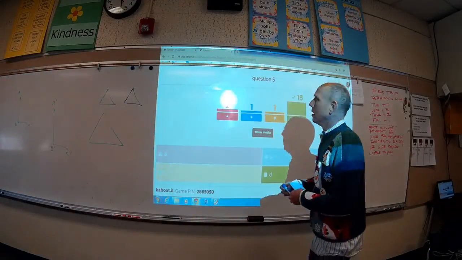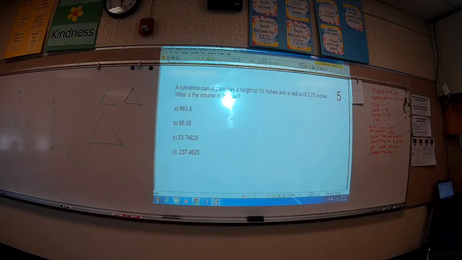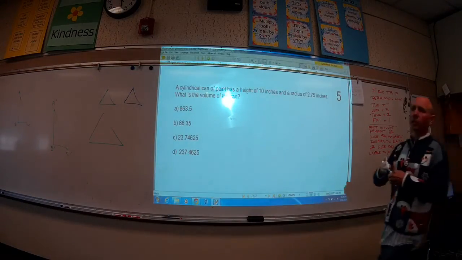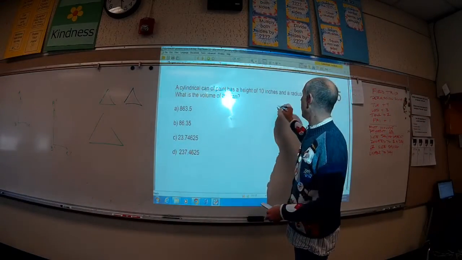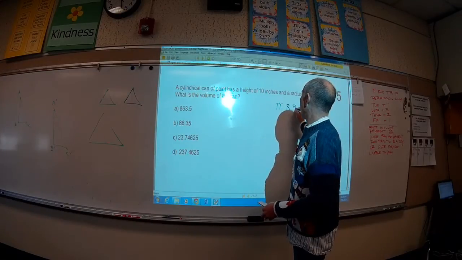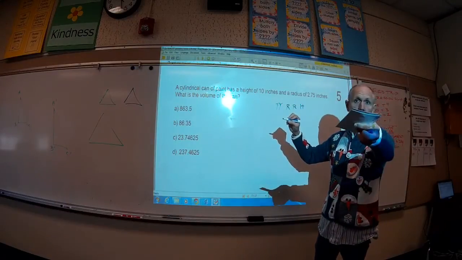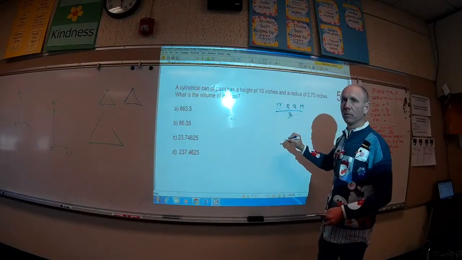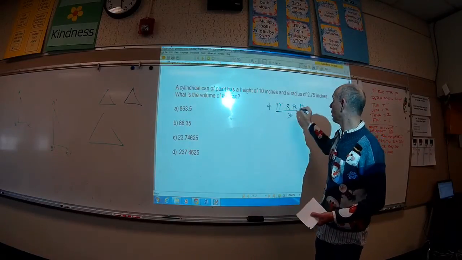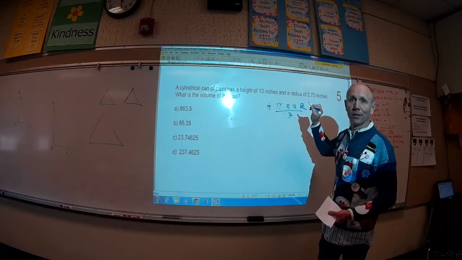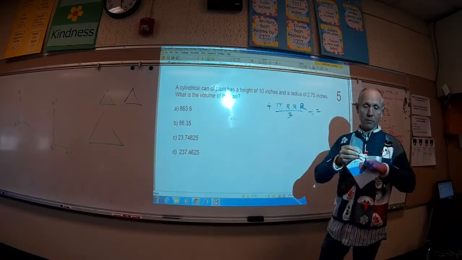Good. See, this is the volume of the cylinder. Volume of a cylinder, do you know it, Nate? Volume is pi r r h. That's a cylinder. How do I turn it into a cone? Divided by 3. How do I turn it into a sphere? Four-thirds r. How do I turn it into a hemisphere? Divided by 2. All that stuff needs to be in your brain.